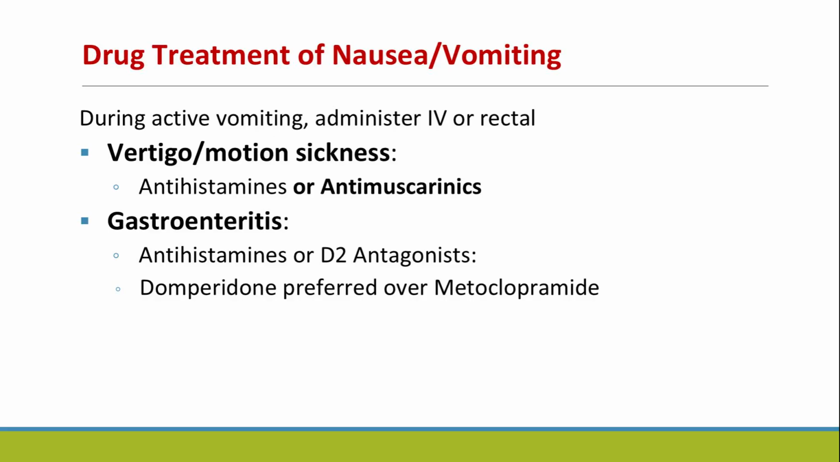Here, antihistamines and antimuscarinics are most effective because they target vestibular pathways. Dopamine antagonists are less useful. In gastroenteritis, dopamine antagonists such as domperidone are useful. Domperidone is preferred because it does not cross the BBB, thus causing fewer extrapyramidal effects compared to metoclopramide.